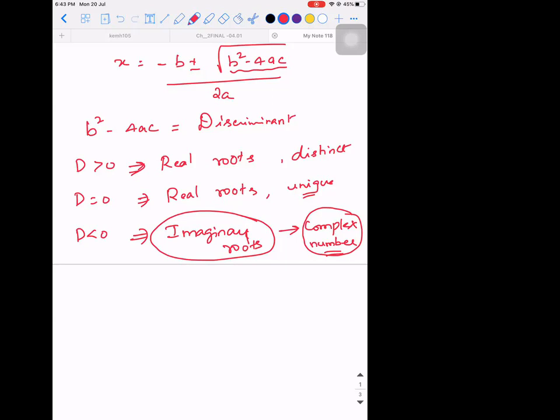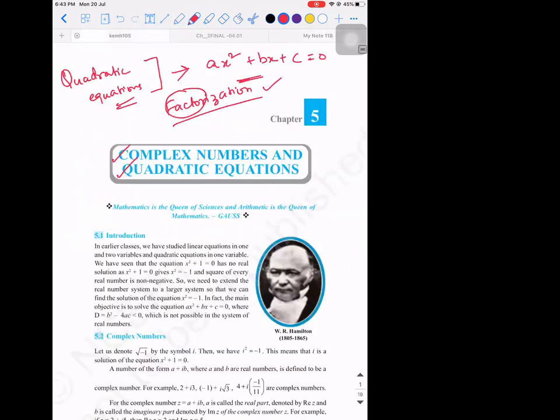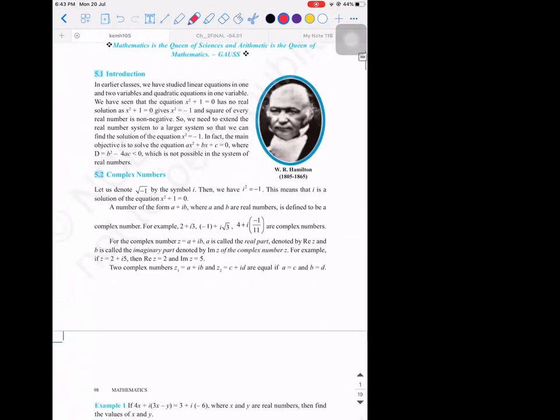To put it on a lighter note, are you able to understand where the term complex number actually came from? It is coming from the concept of the discriminant. That is why the name of the chapter is complex numbers and quadratic equations. Now the question is, how do I represent a complex number? That is what we need to know.